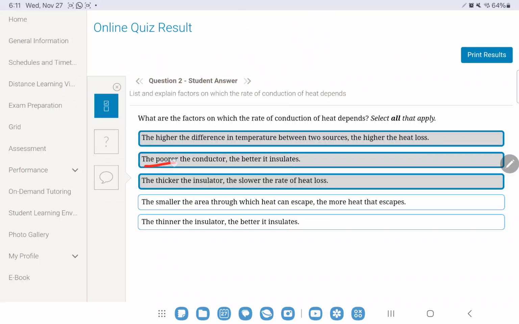And the poorer the conductor, the better it insulates. If it's a poor conductor, it's a good insulator. And if it's a good conductor, it's a bad insulator. The thicker the insulator, the slower the rate of heat loss, because a thing like this, or a thing like this, heat will pass through this way more easily than it passes through this. So that's why. The smaller the area through which the heat can escape, the smaller the area, the more heat? No. Thinner insulator better? No.